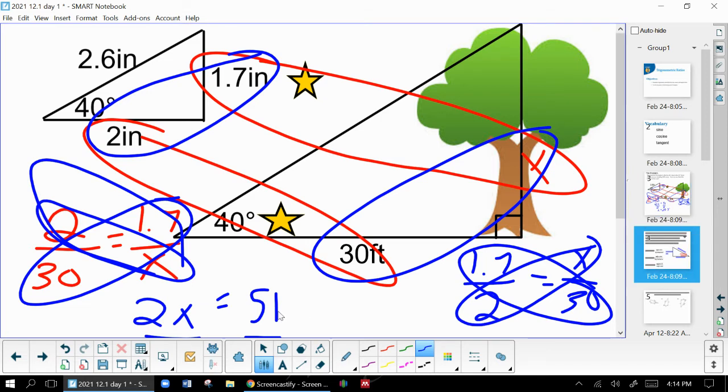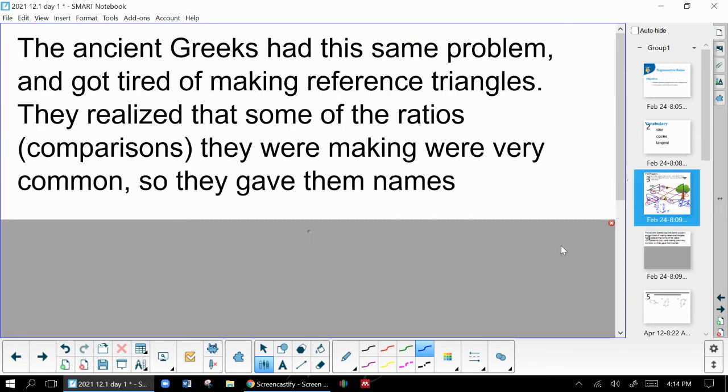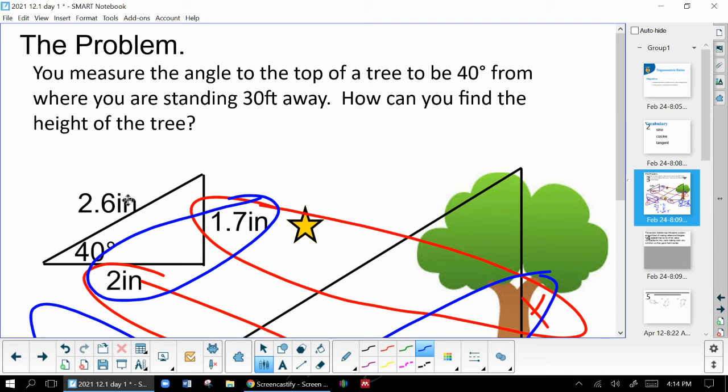Now, let's move on here. So in the past, what we've done is we've made triangles like this. We've made an entire book of triangles from 5, 10, 15, 20, 25, 30, 35, 40, 45, all the way up to 85, 90 degrees. And we've drawn them all in a book.